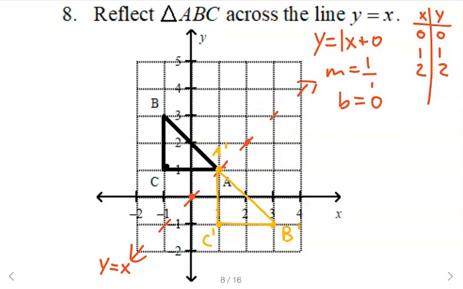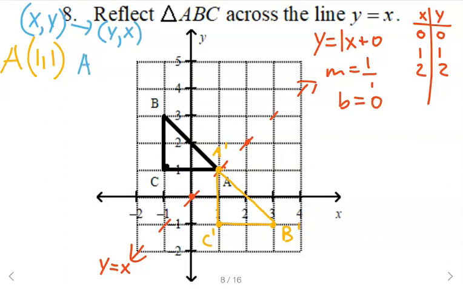If you want to look at the coordinates, what ends up happening for each of these points is you swap the x for the y and the y for the x. So the original A is 1, 1. Under this transformation, the reflection across the line y equals x, the x and the y values swap spots. So A prime still 1, 1.